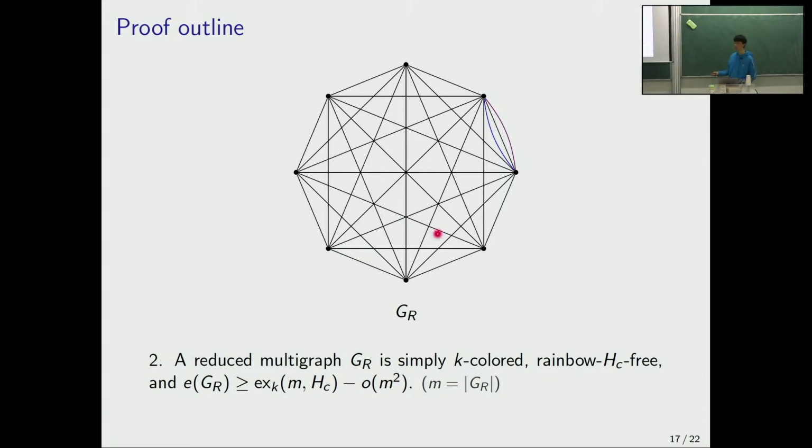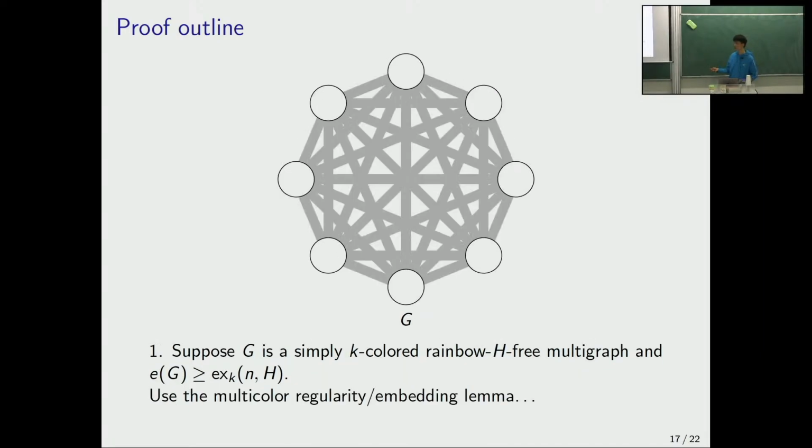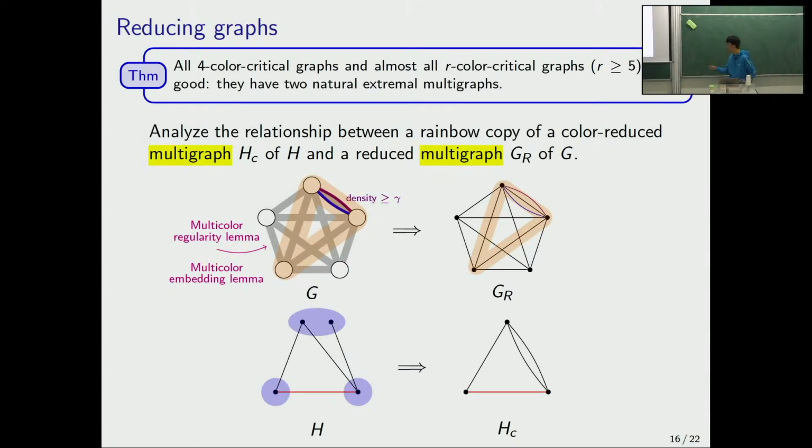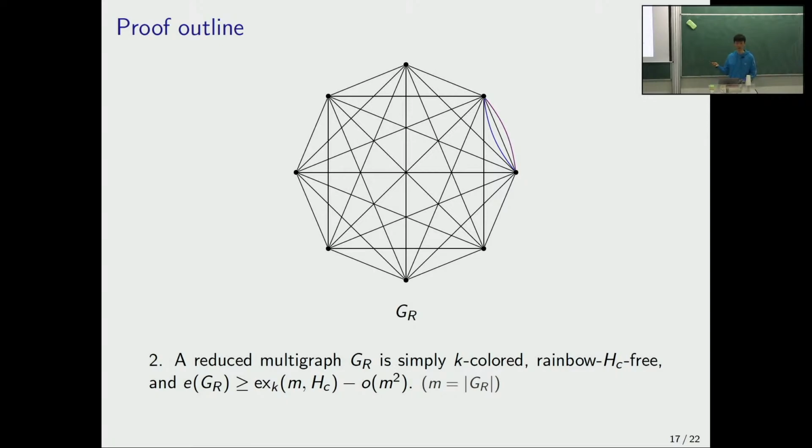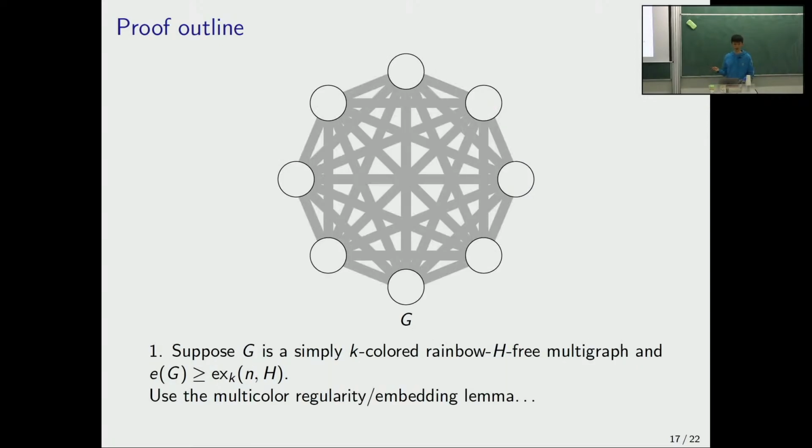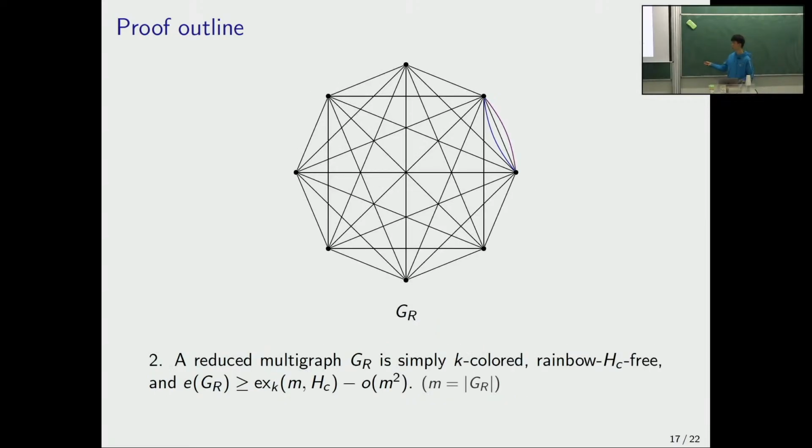And what you can say is, because of the multicolor embedding lemma, if this GR contains a rainbow HC, then G also contains a rainbow H, which is a contradiction because we are assuming G is rainbow H-free. So this GR is rainbow HC-free, and it inherits the coloring of G, so that it is also simply k-colored. And we lose some density on the number of edges, but the number of edges of GR is quite large. Here m is the order of GR, the number of vertices.